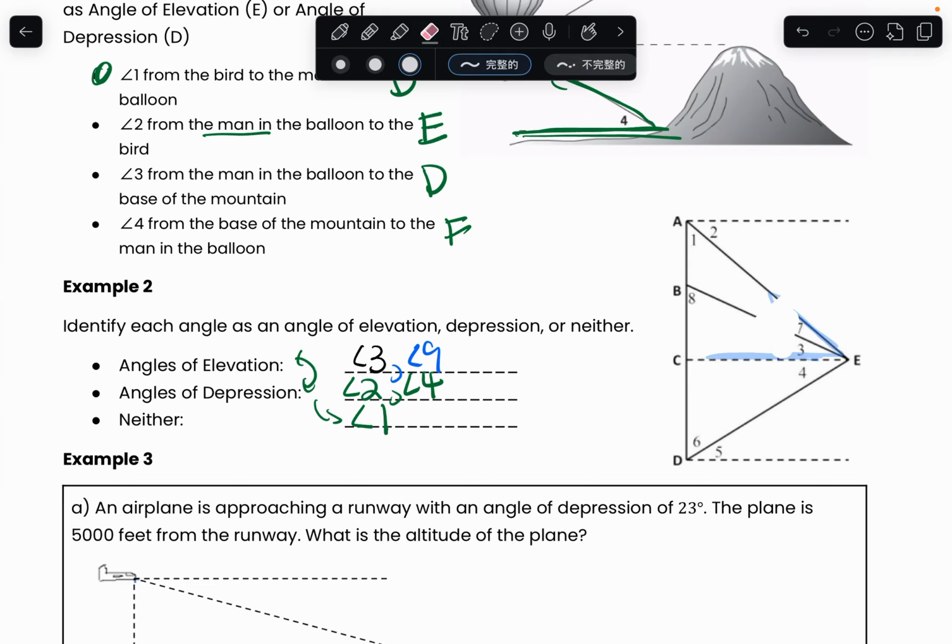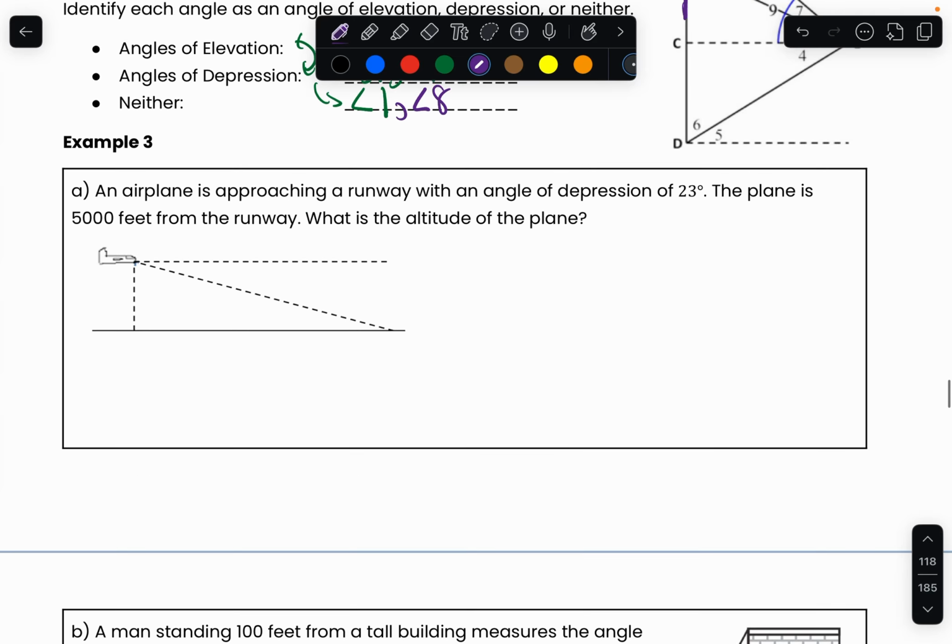Okay, I'm going to erase this. Now let's go ahead and take a look at angle 8. Angle 8, as we can see, is right here and here. Now, do I see any horizontal line here? No. So therefore, it's going to be neither. So I'm going to put angle 8 right here in this category. Now, I think we're still missing a couple, but you can try it on your own, okay? As long as you get the idea, it's good. Now, let's go ahead and move on to example 3.